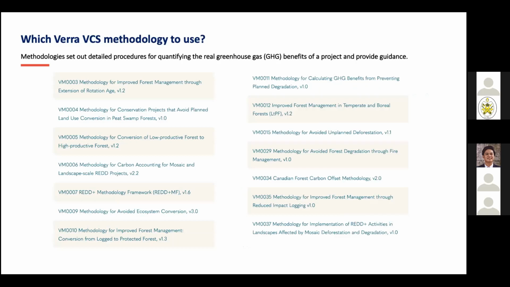But because we want to secure green financing through carbon offset, we need to follow a specific methodology. All right, so under Verra, there are a lot of methodologies.